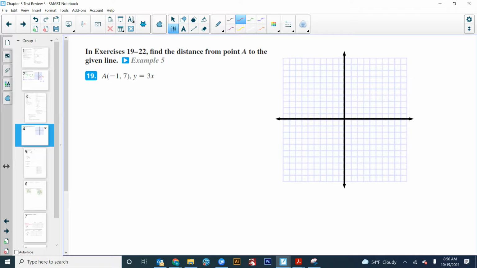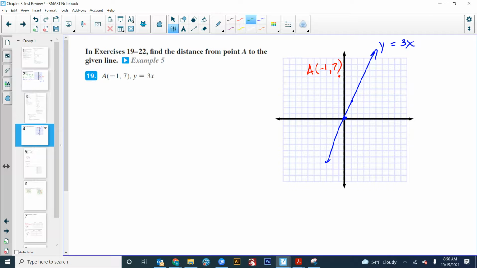So I would plot the point -1, 1, 2, 3, 4, 5, 6, 7. I'd put A at (-1, 7). And I graph the line y equals 3x. Y equals 3x has a y-intercept of 0, so (0, 0) is its y-intercept. And it goes up 1, 2, 3, and right 1. So there's y equals 3x. Find the distance from point A to the given line.